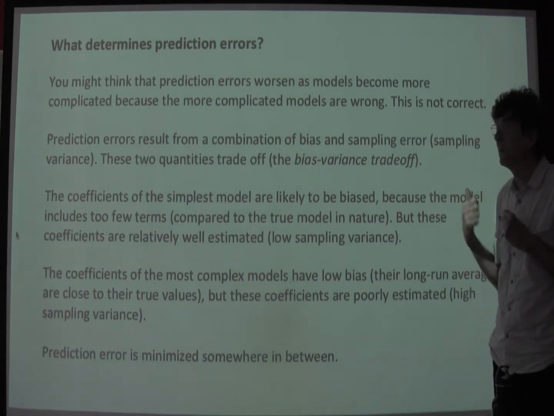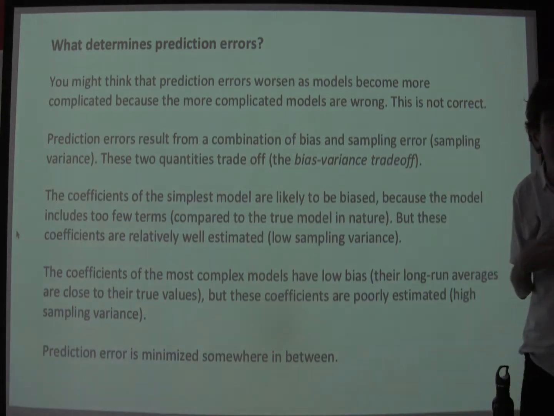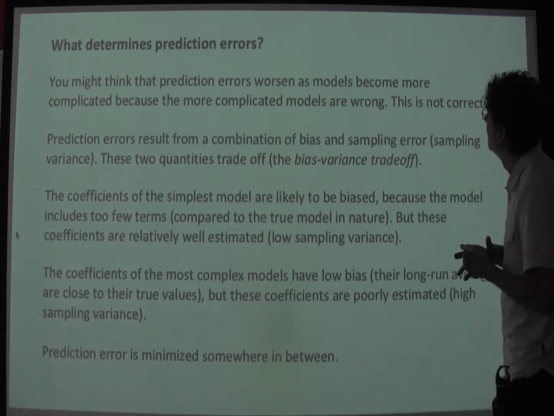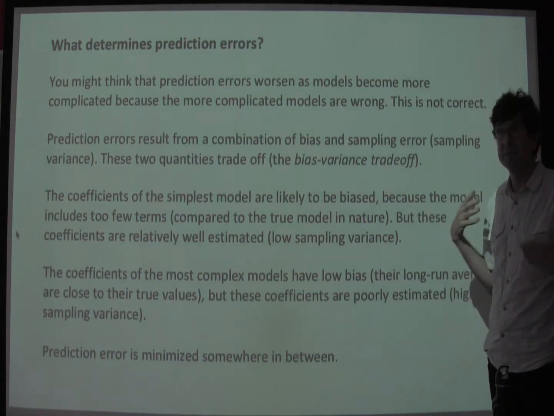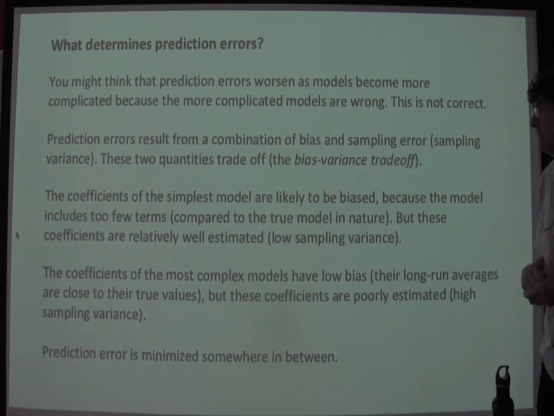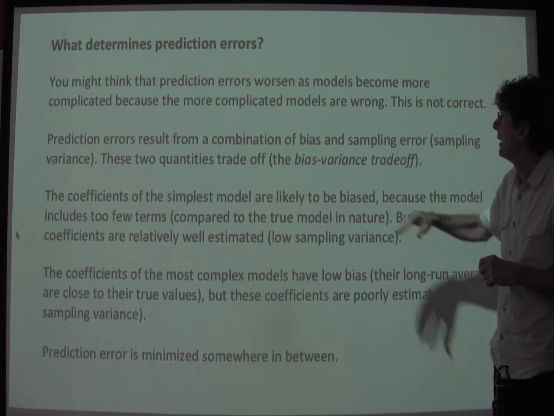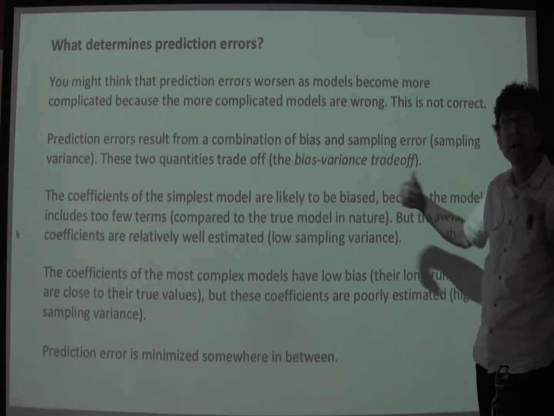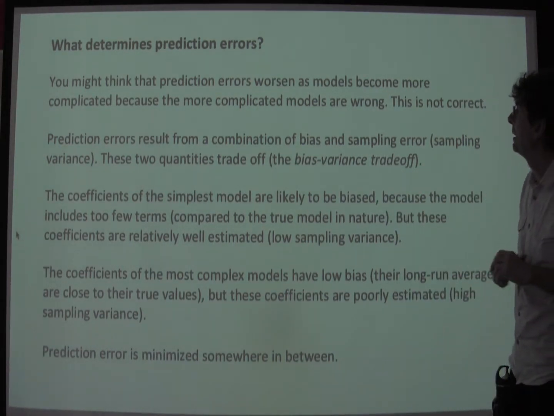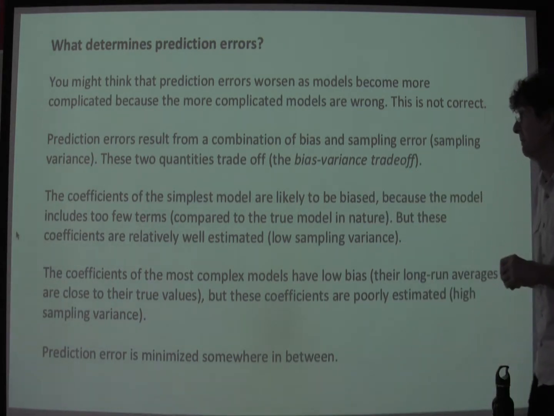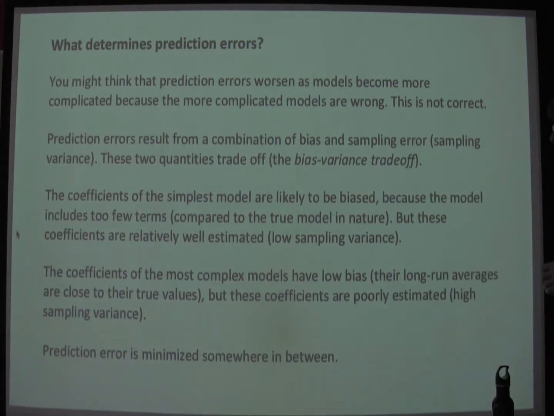Prediction error itself results from a combination of two things. And simple and complicated models have opposite effects on these two things. And this trade-off is known as the bias-variance trade-off. And it goes like this.